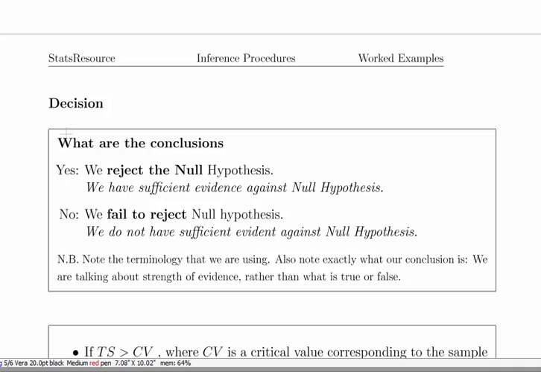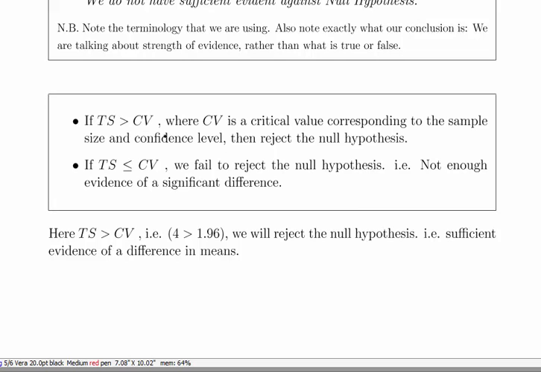So working in reverse, the test statistic is a measure of the strength of the evidence, and the critical value is a threshold that the test statistic must cross in order for us to say that the evidence is sufficiently strong. So we either reject the null hypothesis or we fail to reject the null hypothesis. Okay, so what is this based on? This is the absolute value of the test statistic. If it's greater than the critical value, we reject the null hypothesis. If not, we fail to reject the null hypothesis.